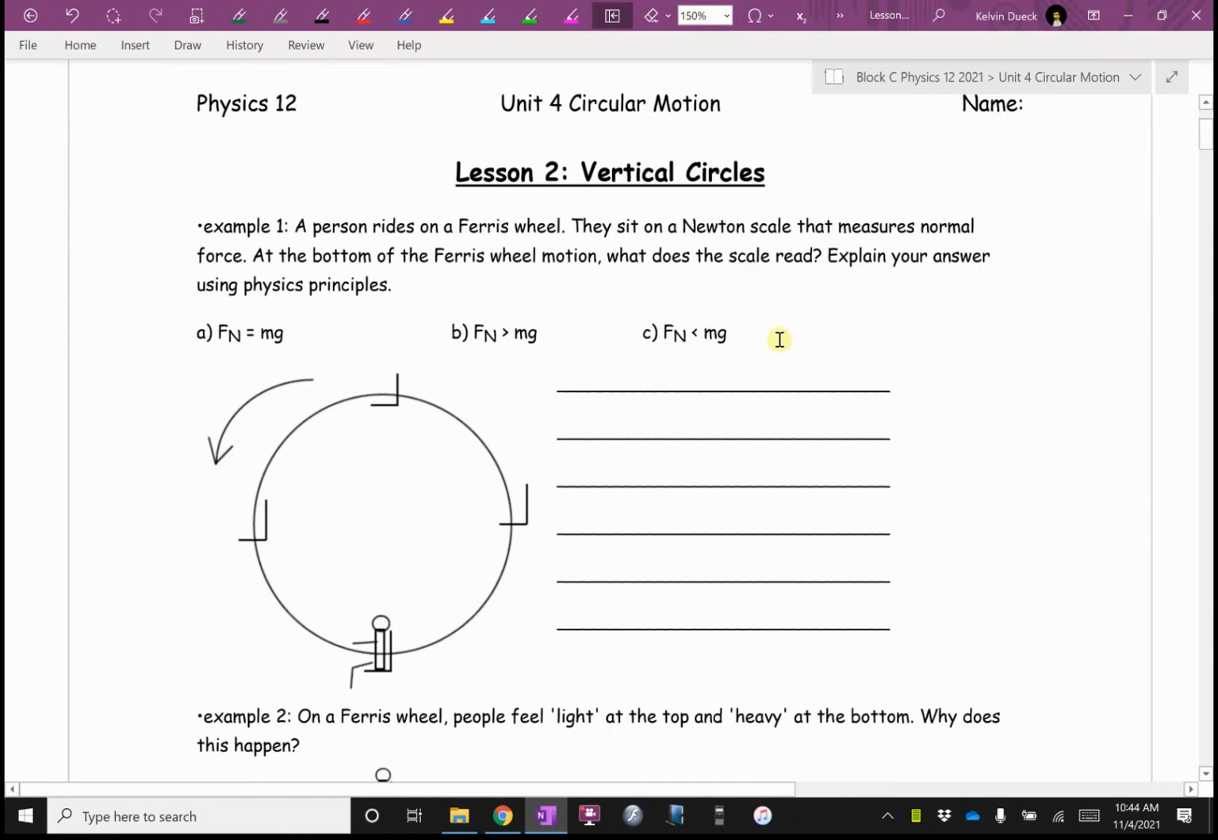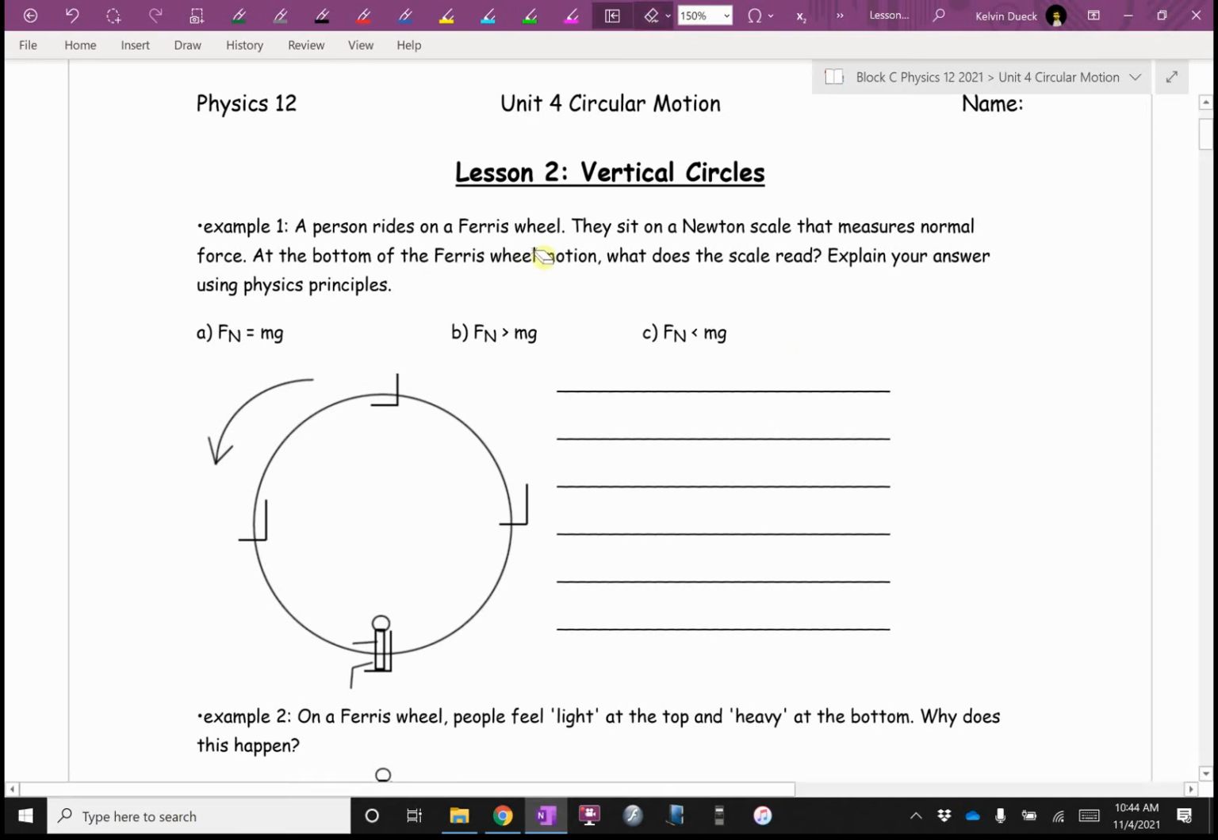So vertical circles. There are going to be three main types of vertical circles. Ferris wheels, nice vertical circle. Roller coaster loops, which are similar to Ferris wheels, but with one, maybe two key differences. And spinning something in a vertical circle on the end of a string. First of all, let's look at a Ferris wheel.